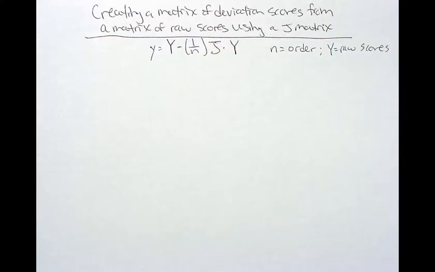Now you may be wondering when we can use a J matrix. You can use a J matrix to create a matrix of deviation scores from a matrix of raw scores. We actually did this in video 3.2 when we did matrix subtraction, but today we're going to do it using a J matrix, and this is the formula you'll need.